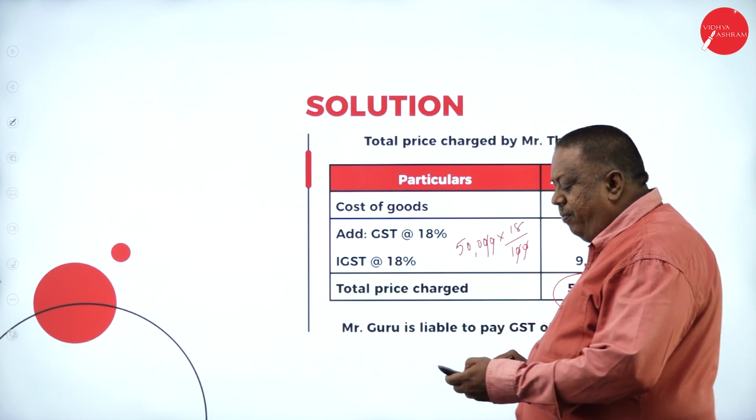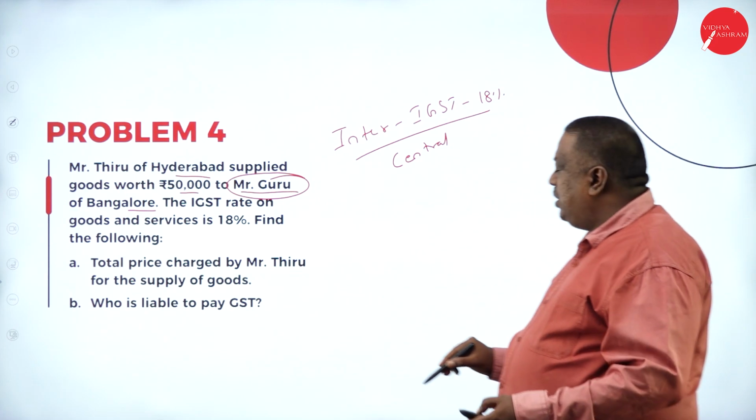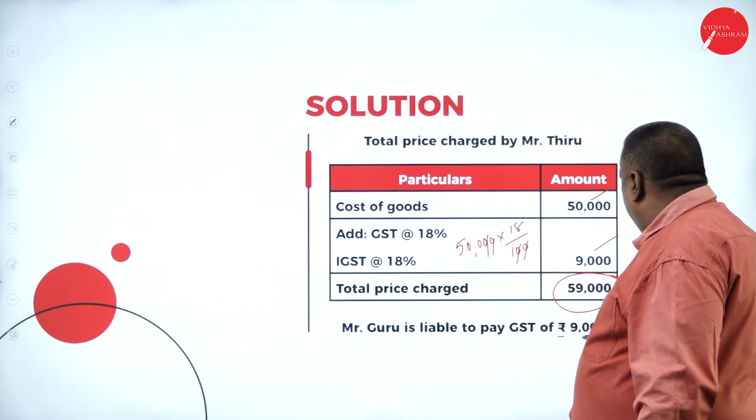And who is liable here? Mr. Guru is consuming or is purchasing the goods here. So Mr. Guru has to pay tax 9,000.